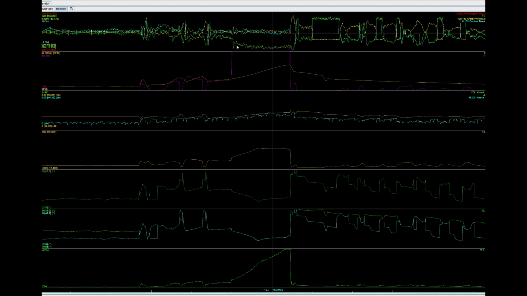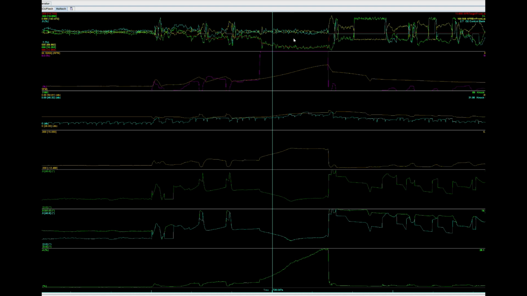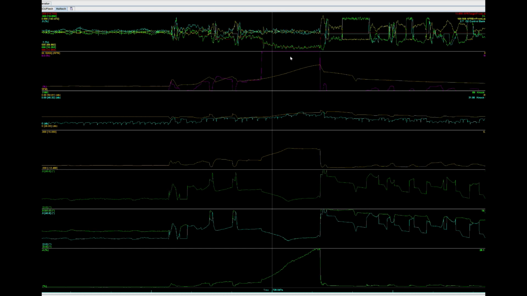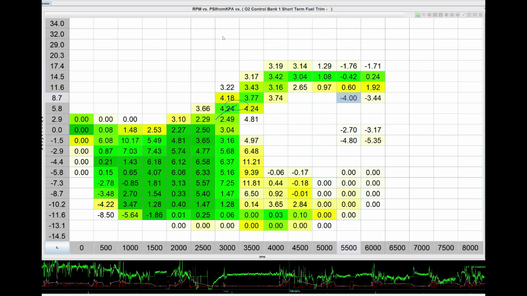And then below here, this red line is the AFR target and the green line is the actual AFR. When we see these two intersecting a lot like this, it's also a good sign that things are going pretty well as far as our fuel is concerned. So let's look over here at the histogram for this. Right now, we're looking at the short-term fuel trim across the board for the whole data log.